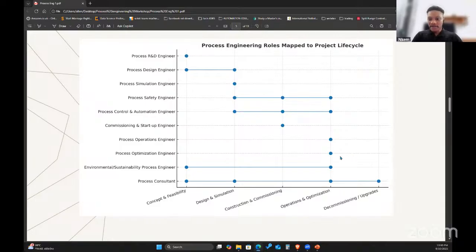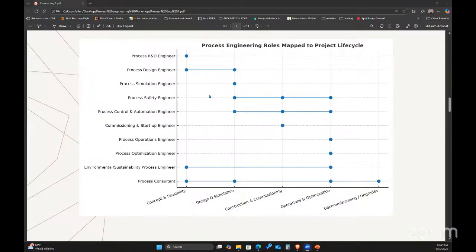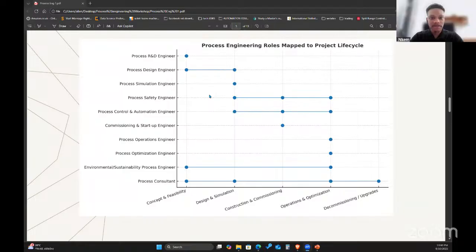So I think this is where we have gotten to today. I think we will stop here because we only have 1 hour allocated for this. Do we have any questions so far? Any questions so far? Yes, go ahead, Anthony.